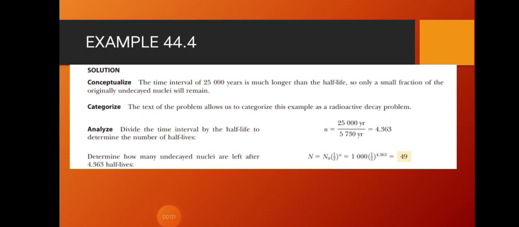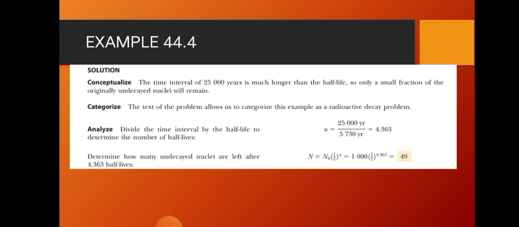We have an example 44.4. How many nuclei are left? In this example, it says that the isotope carbon-14, where A is 14 and Z is 6, is radioactive and has a half-life of 5,730 years. If you start with a sample of 1,000 carbon-14 nuclei, how many nuclei will be undecayed in 25,000 years?